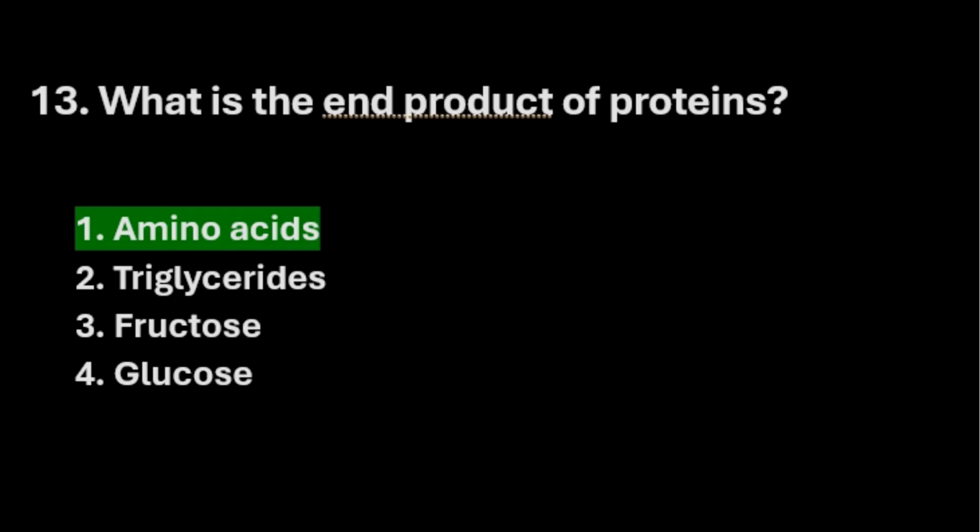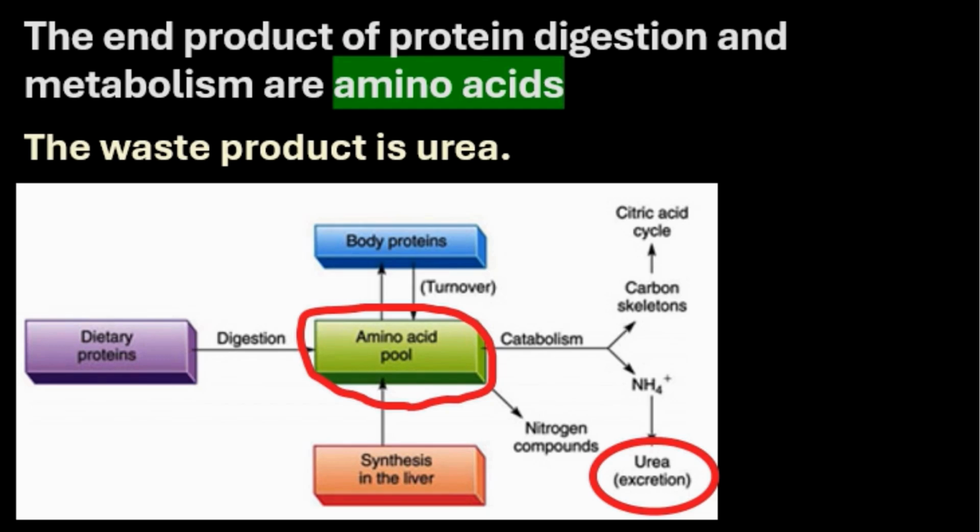You know the triglycerides are related to fat digestion. Fructose and glucose are related to carbohydrates, and amino acid is related to protein. The end product of protein digestion and metabolism is amino acid. The waste product is urea. You can see the diagram here for the proper protein digestion cycle.